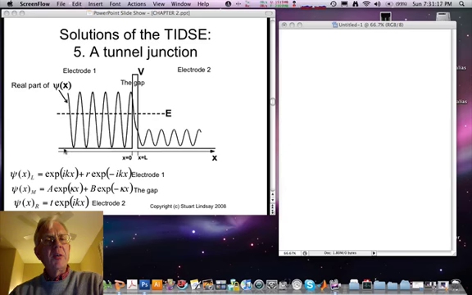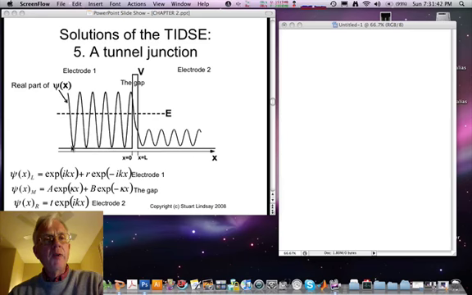So this is an arrangement in which we have a region of allowed propagation of free electrons on the left up to x equals 0, then a change in potential to a potential that exceeds the electron's kinetic energy, so the electron is classically not allowed in this region, and then the potential drops again so that the electron is allowed again as a plane wave.